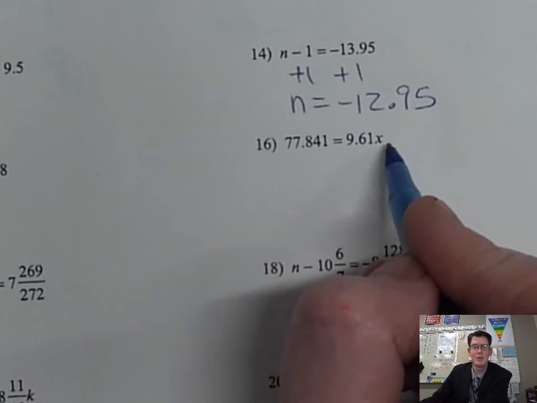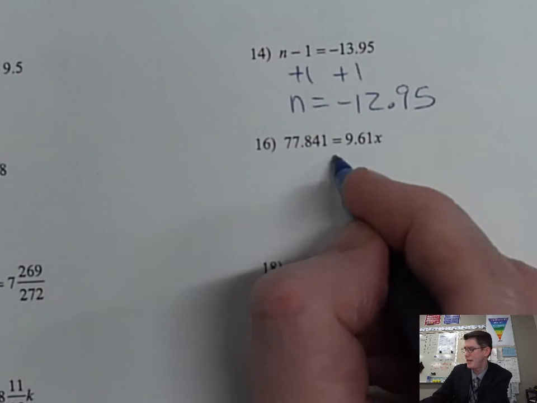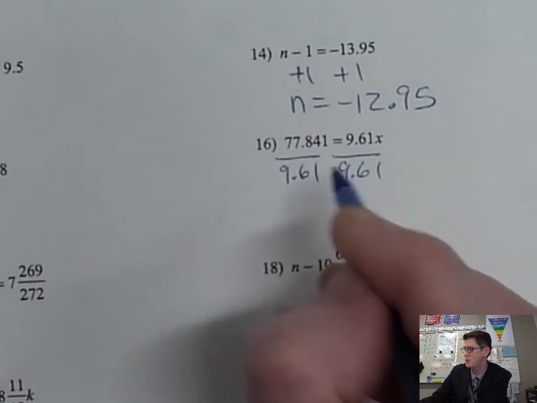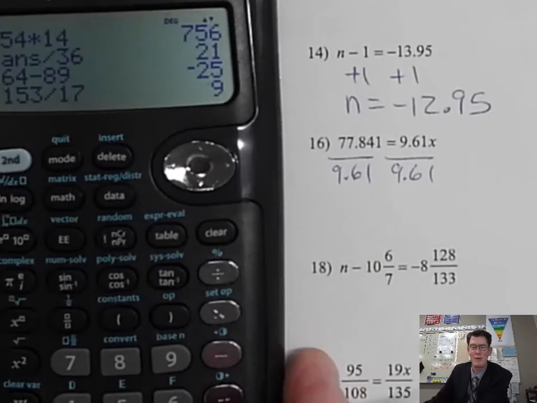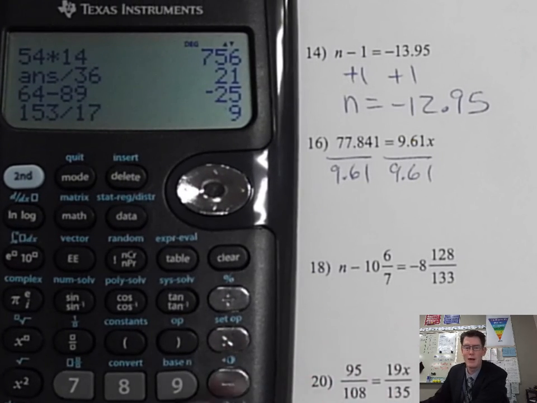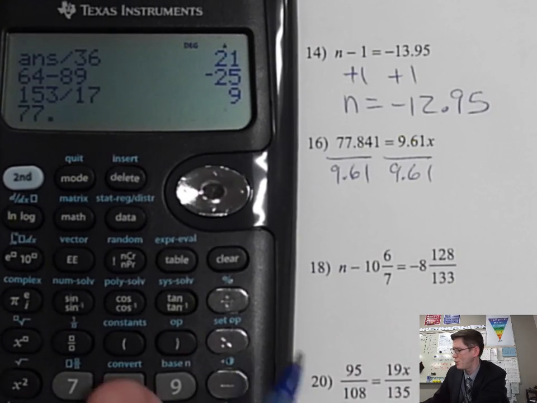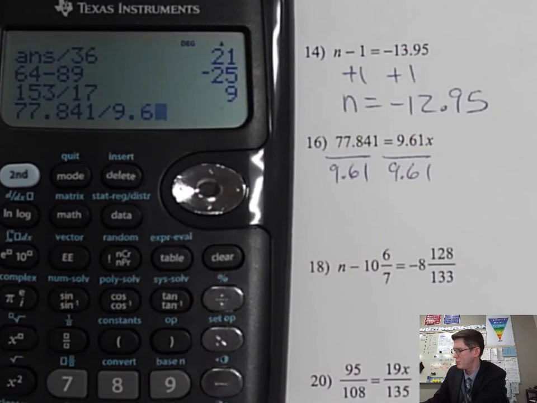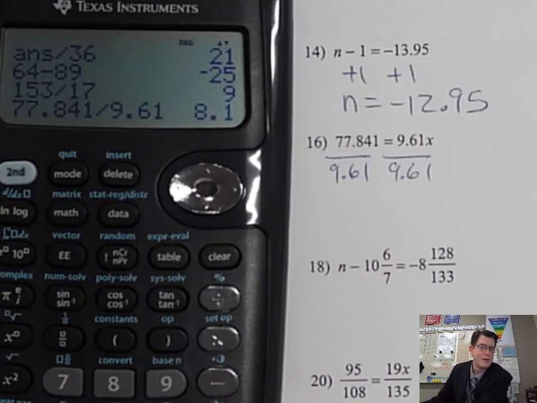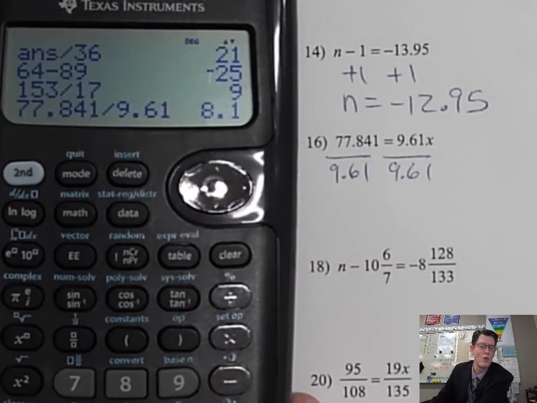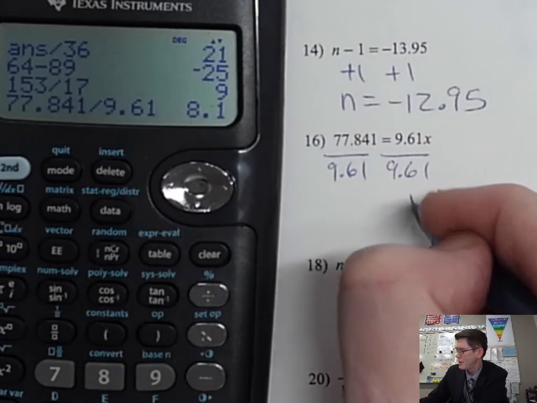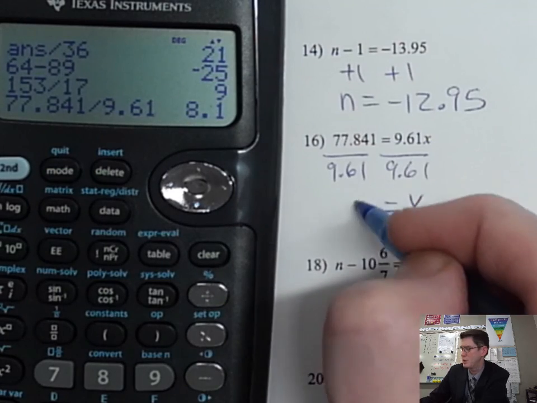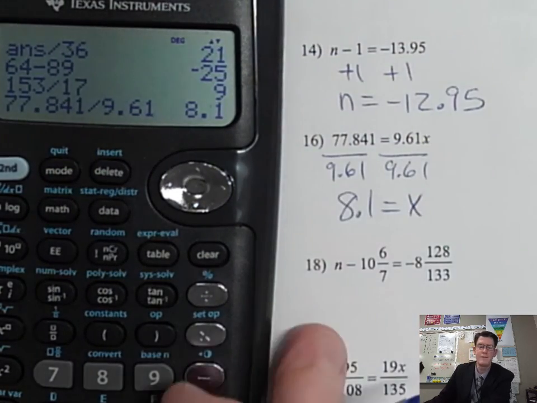With decimals, if you've got a number multiplied onto x, you divide by 9.61, divide by 9.61. I have no idea what that's going to be. 77.841 divided by 9.61 is 8.1, it looks like. So x over here, that's just 1, it's all gone, so x equals 8.1.